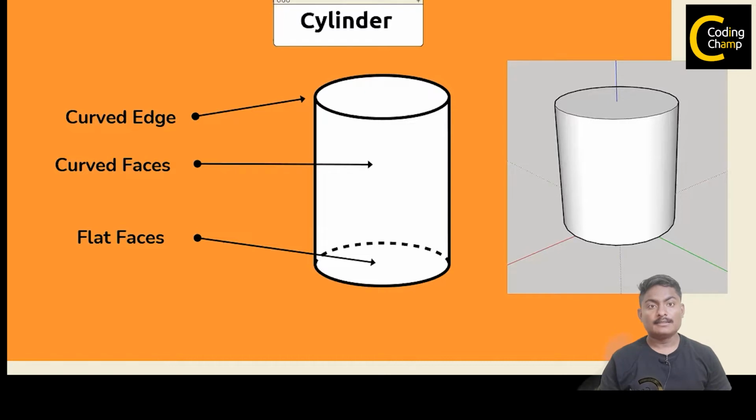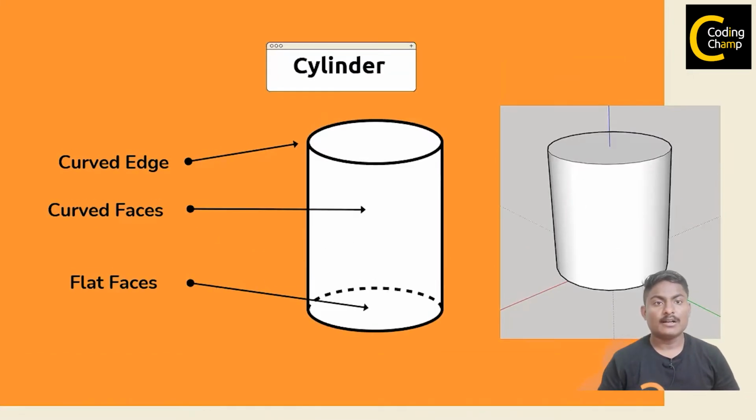So let's see what a cylinder is. A cylinder has a curved edge, curved faces, and flat faces. For example, you have seen at your home a water jug, which is one of the cylindrical shapes. Jars too. There are many examples of cylinders. Come on to Google SketchUp and see how we can create a cylinder.